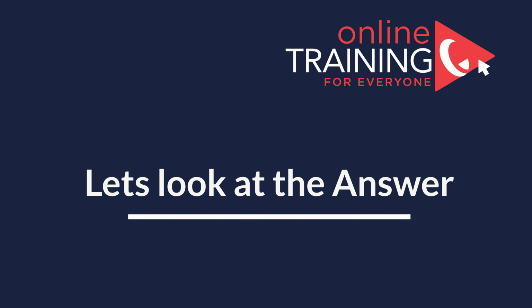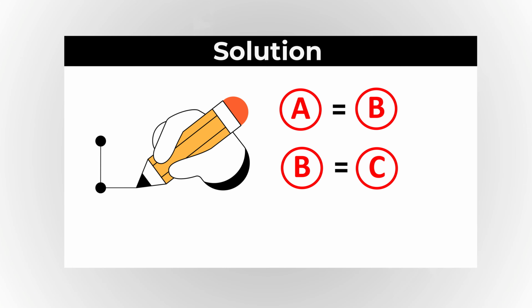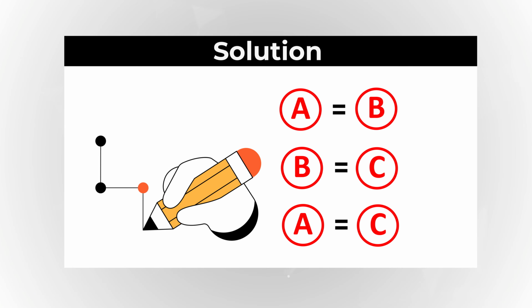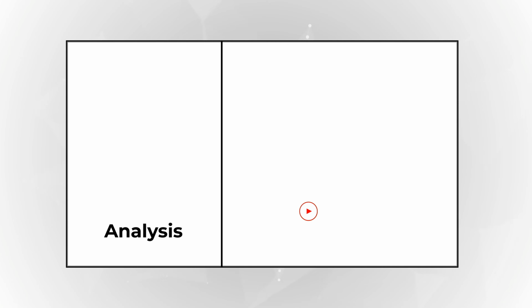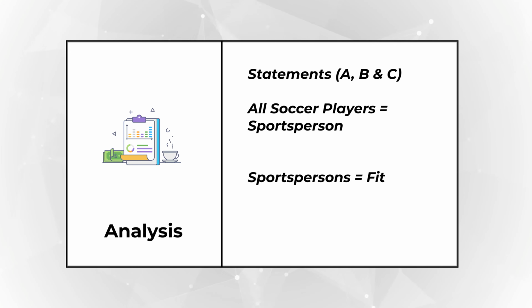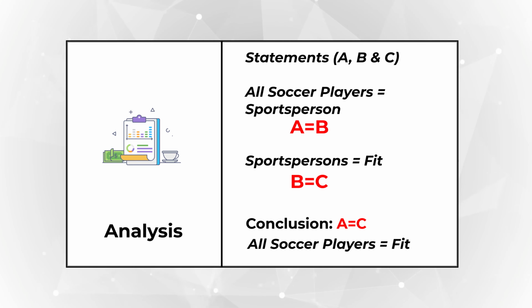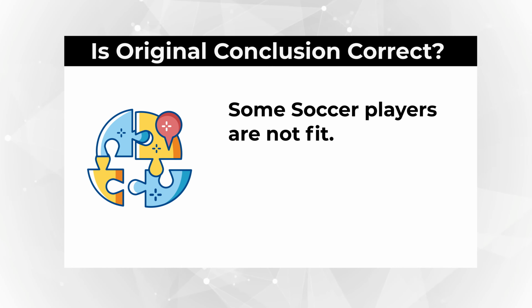As you might be well aware, in the logical world, there is a formula. If A equals B and B equals C, then you can reasonably conclude that A equals C as well. We can look at our original statements as A, B, and C. For example, the statement all soccer players are sports persons could be the equivalent of A equals B, and all sports persons are fit could be B equals C. Based on these two statements, we can reasonably say that A equals C, which would mean that all soccer players are fit. Our question, though, asks us if some soccer players are not fit.